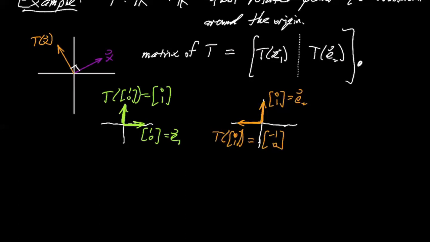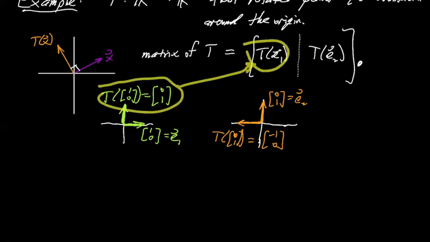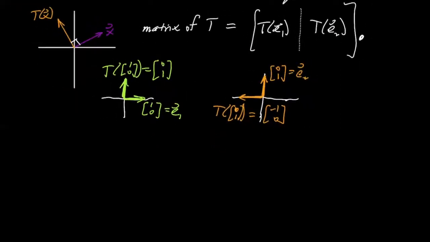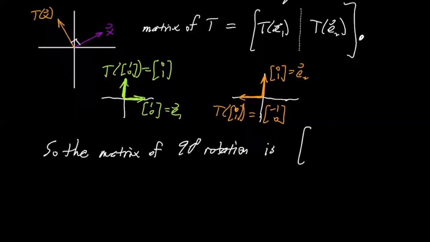And so basically, what I'm trying to say is that we can just plug these in here and plug this in here, and we get our matrix. So the matrix of this rotation, of the 90 degree rotation, is, let's see, the first column is 0, 1, right? Because of that right there. And the second column is right there, minus 1, 0. And that's it. That's the matrix. And so that's pretty easy.